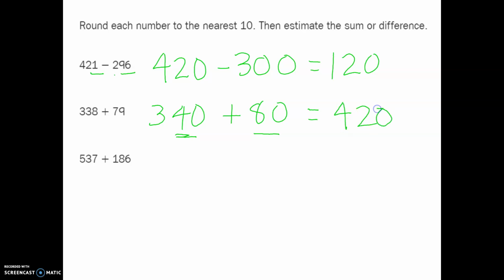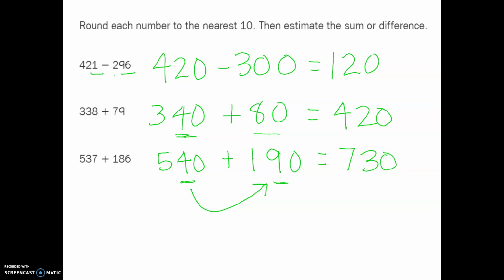And our last problem, 537. We're going to round that to 540. 186. We're going to round that to 190. Again, let's add. I've got 4 tens and 9 tens. Well, I can take a 10 from that 4 and give it to the 9, so that I have 10, which is 100, which means I have 3 left. So that's 500, 600, 730. 730. Very good.